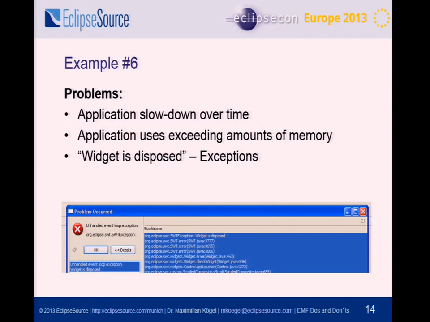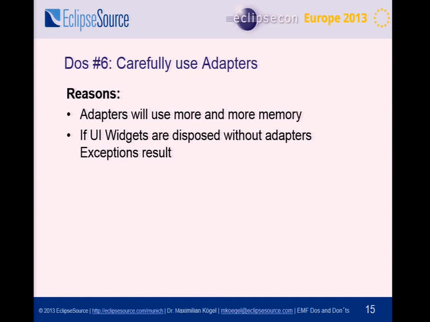that there are adapters on the model, often adapters that notify some part of the UI, and they are not being disposed correctly, at least not in all cases. So the reasons are that these adapters stay in memory, so they eat up memory. The application gets slow, of course, because all the adapters are notified on every change, although it doesn't even make sense anymore because the UI the adapter belonged to is long disposed. You get the widget is disposed exceptions because the UI is already disposed and it still receives the notifications.